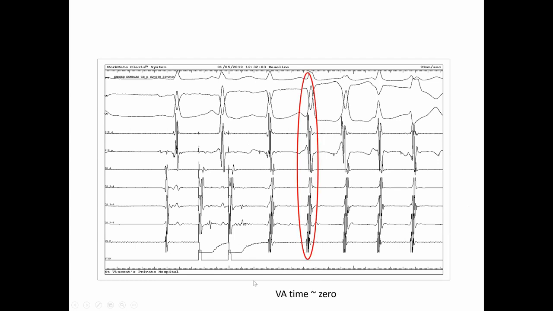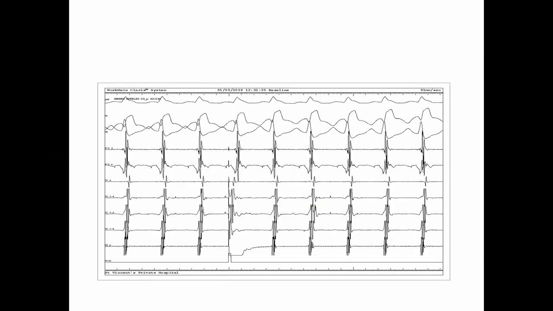It's effectively zero. And if you see this, it's nearly always going to be AVNRT, but it could be atrial tachycardia with very long conduction from the A to the H if there were certain characteristics, but it would be very rare to see that. So what we usually do is introduce an atrial extra stimulus during tachycardia.